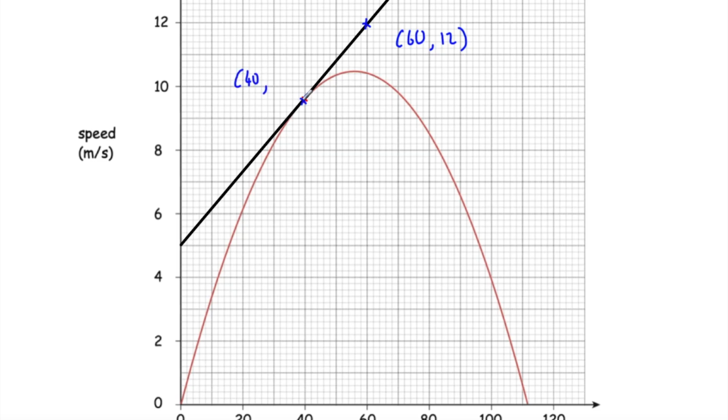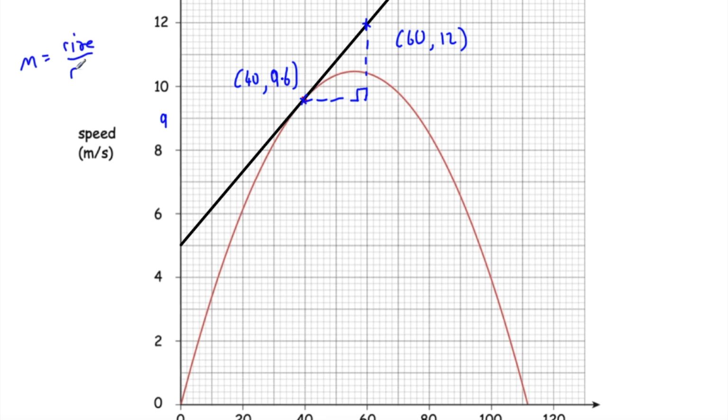And that is 40 across, and in terms of the height, it's 3 little boxes above. So here we've got 8 and 10, so that's going to be 9. So we're going up a 0.2, so that'll be 9.6. Okay, so we want to find the gradient of this tangent, so I'm going to make a little right angle triangle, like so.